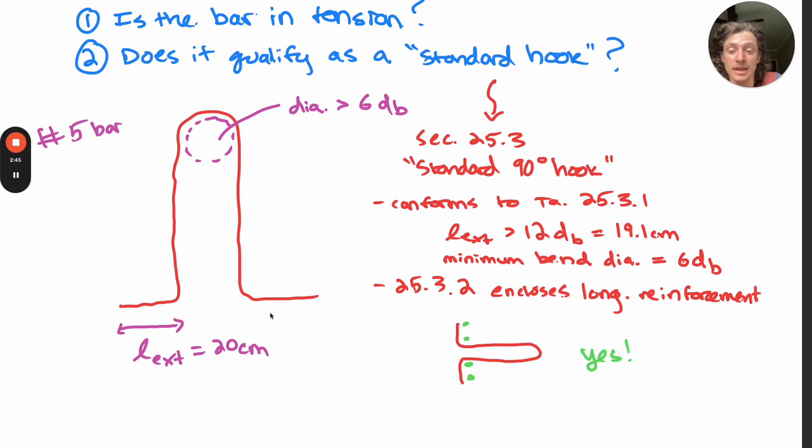And this helps explain the 20 centimeter tail that is suggested in the anchor details in the part describing the erection hooks. I've drawn that here for you, as well as where we're worried about meeting our minimum bend diameter. Then Section 25.3.2 states that the standard hook must enclose the longitudinal reinforcement. We can answer yes to that, because if you look at the detail, you see that the longitudinal reinforcement is enclosed in the hooks of the reinforcing bar.